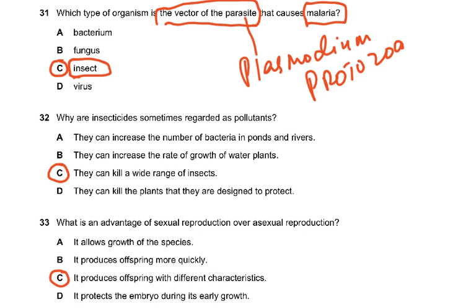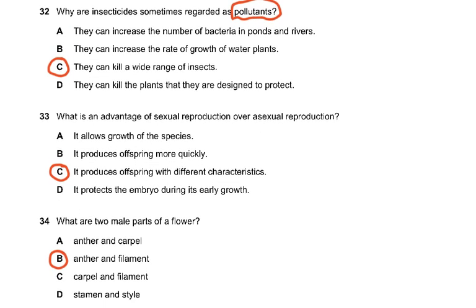Why are insecticides sometimes regarded as pollutants? Basically, what they're asking you is, why are insecticides regarded as pollutants? Insecticides kill insects. So what we have to understand is the answer to that is C. It is because they can kill a wide range of insects. They don't kill specifically the ones which are harmful to us, but they will kill any other insect also, which may not be harmful to the plant or to us as well when we are spraying insecticides on crops.